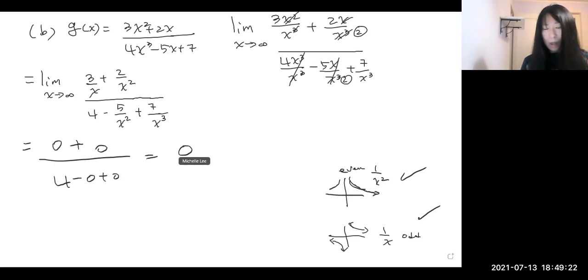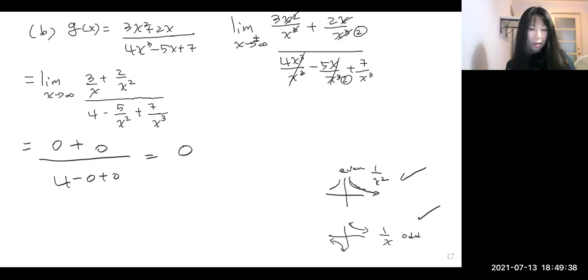All right. And also when x approaches negative infinity, we get the same answer. So I want to put the plus minus there. For a rational expression like this, plus minus, we get the same answer. Okay, C.